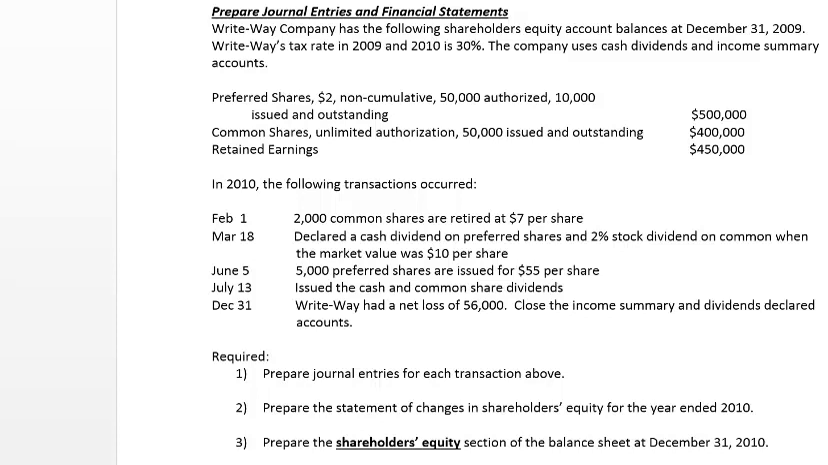In this particular question, what we're going to do is make journal entries to record share retirements, issuing new shares, as well as share dividends, and also make a journal entry to close our income summary account to update our retained earnings. So let's begin.